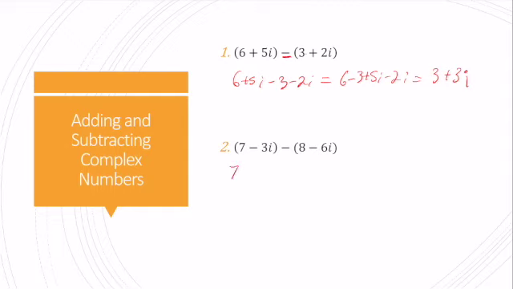Let's try that again. I have 7 minus 3i minus 8. Two negatives make a positive, so plus 6i, equals 7 minus 8 minus 3i plus 6i. So I am left with negative 1 plus 3i.